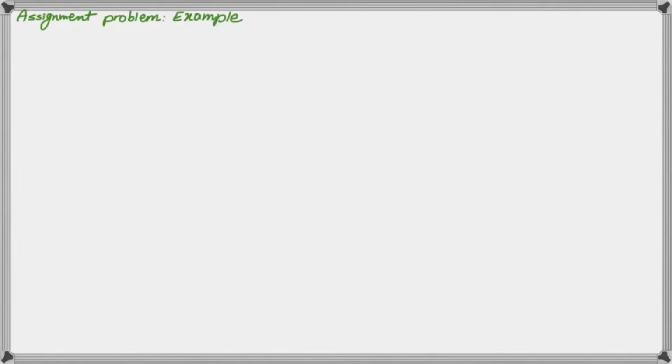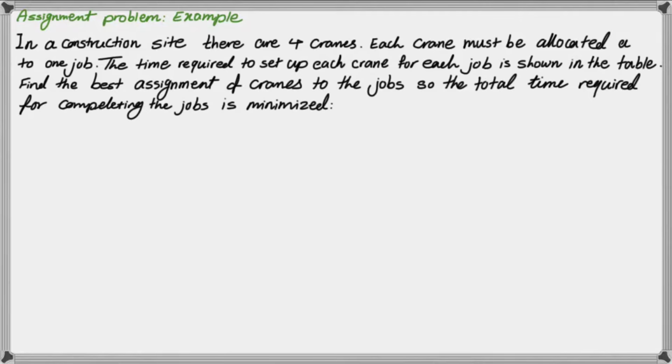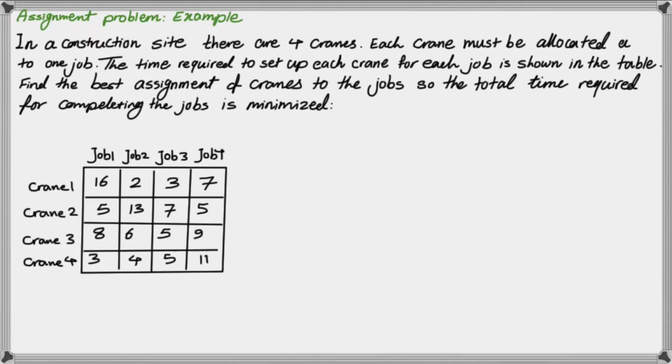Let's look at one example and see how we formulate an assignment problem, and after that we explain the Hungarian method. So in a construction site there are 4 cranes. Each crane must be allocated to a job, and the time required to set up each crane for each job is shown in the table here. The question is, find the best assignment of cranes to jobs so that the total time required for completing the jobs is minimized.